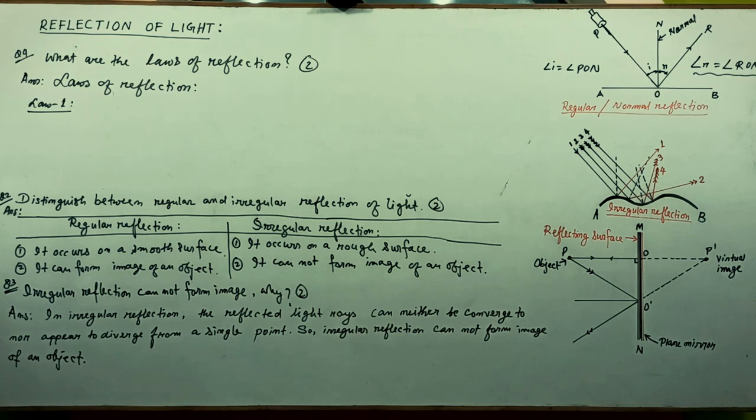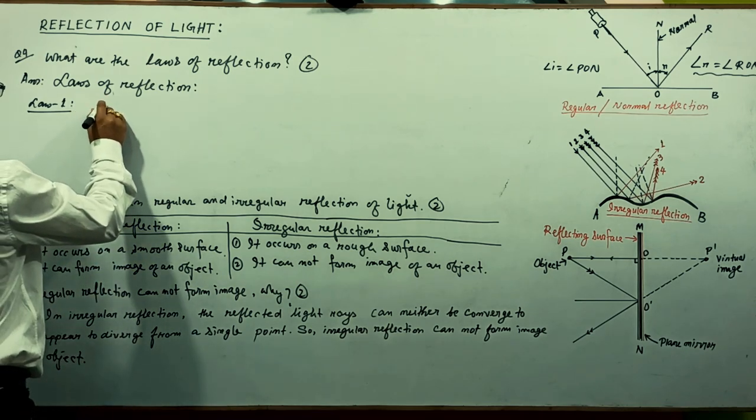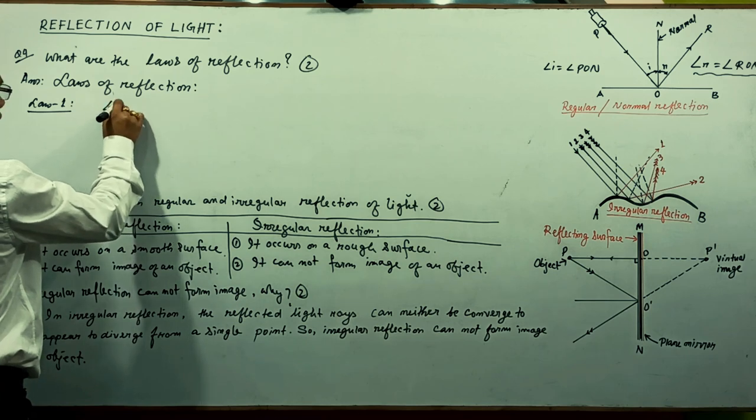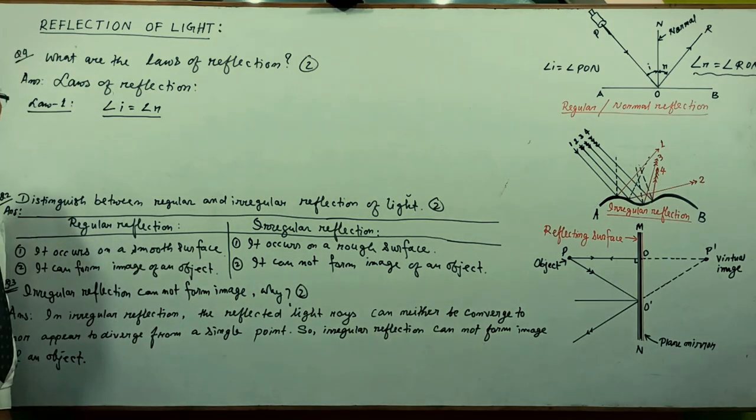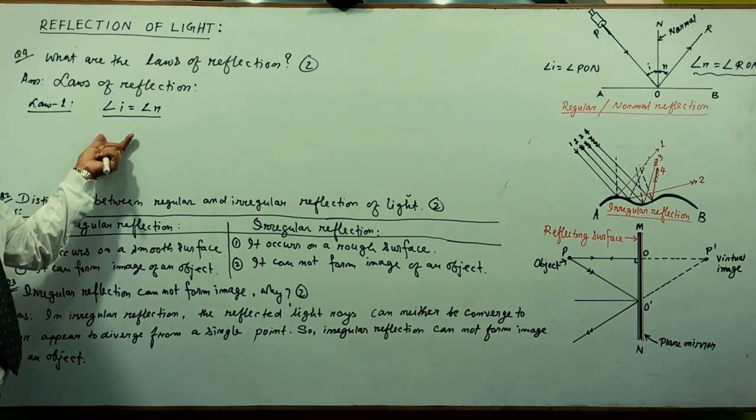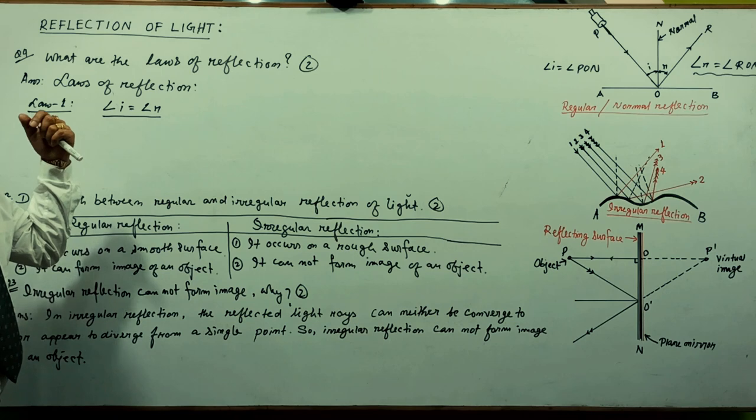The angle of incidence is equal to the angle of reflection. See, angle i is equal to angle r. The angle of incidence is always equal to the angle of reflection. This is law number one.